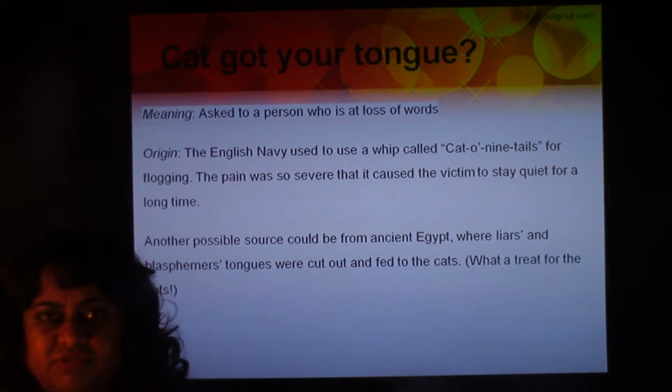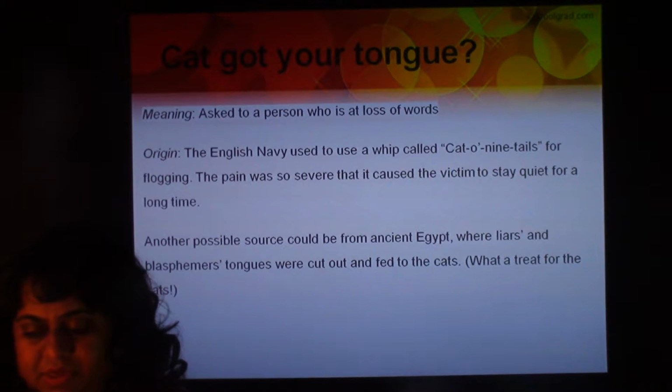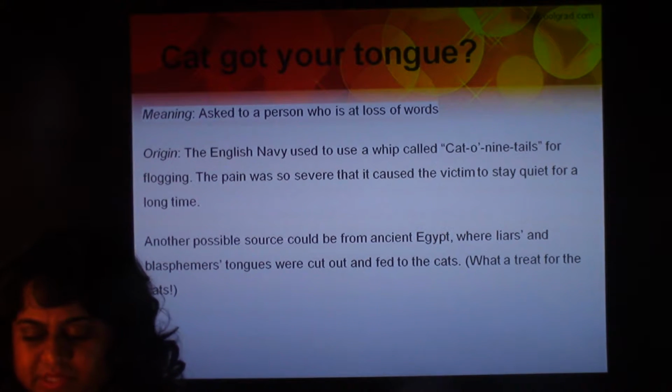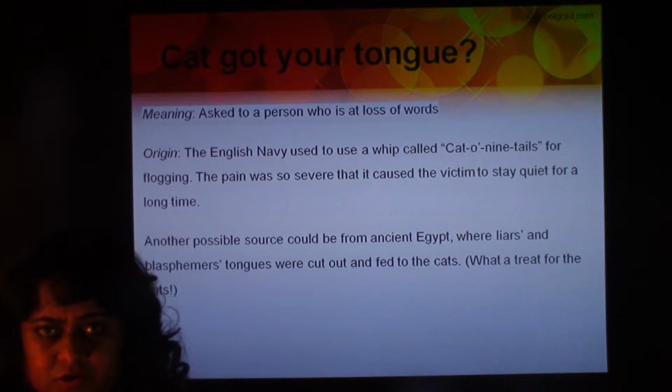So in the English Navy, they used a really horrible whip called the cat of nine tails for flogging people. And the pain was so severe that it caused the victim to stay quiet for a long time. So they would say cat got his tongue.